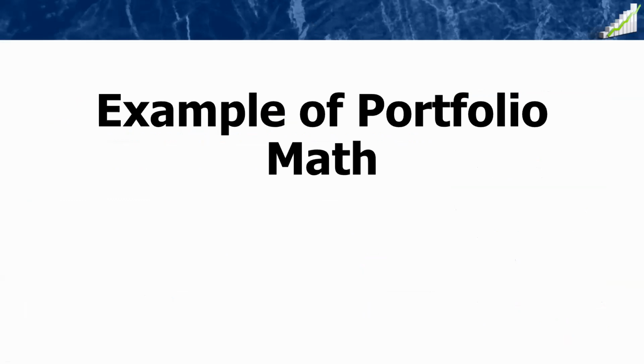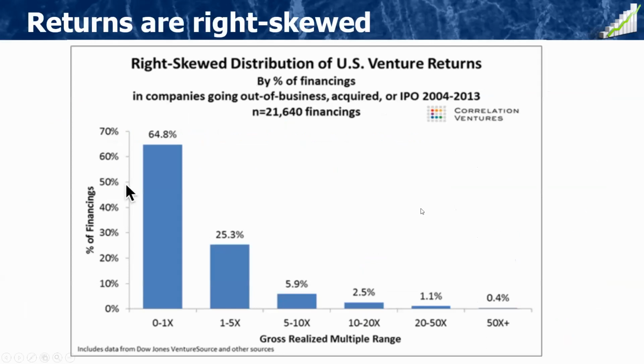Let's look at an example of portfolio math. Now there is Correlation Ventures. They made a study. They decided to look at many particular rounds of financing and businesses. They took more than 20,000 financings and they looked at how the companies finally exited, and they made a map of outcomes.